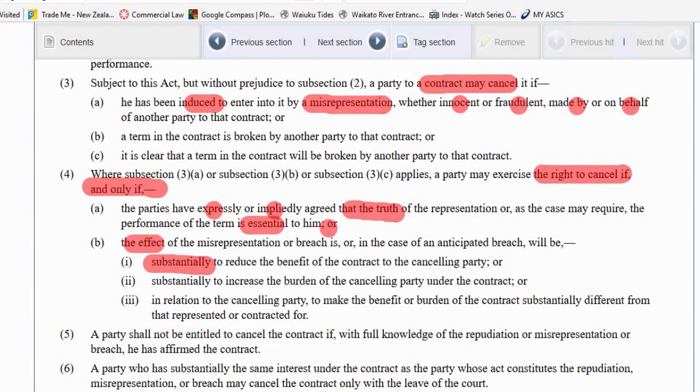So essentially we can break this down to saying we have the right to cancel if induced by a misrepresentation and the truth is essential or the effect is substantial. In those categories, we can cancel the contract.